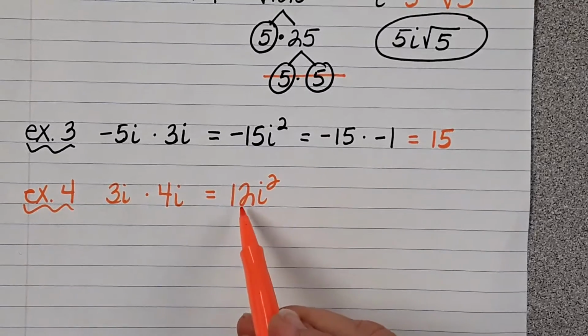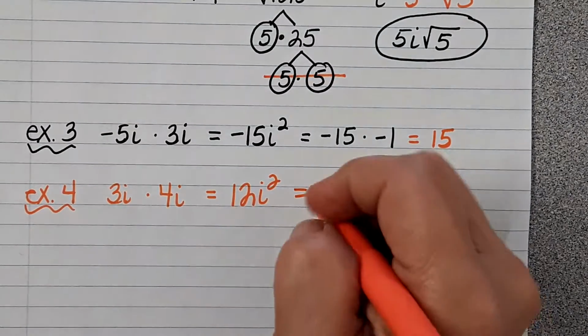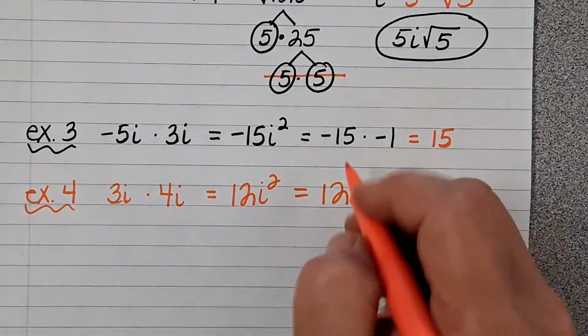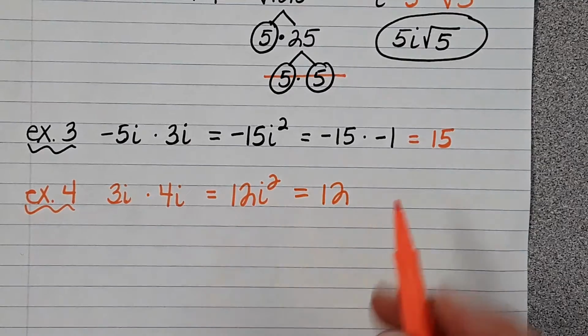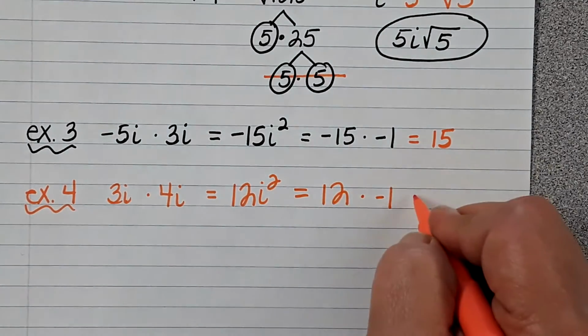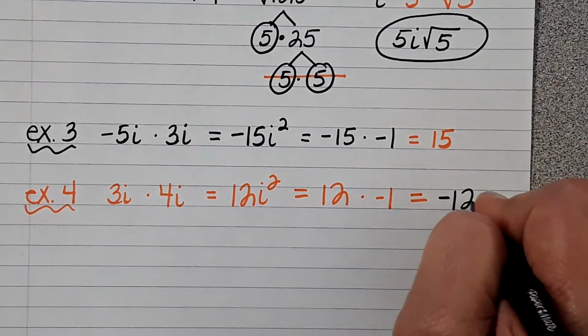Okay. Now, anything happen to the 12? No? What does I squared mean? So this means 12 times I squared, so it's going to become 12 times negative 1. And 12 times negative 1 is negative 12, and that's our final answer.